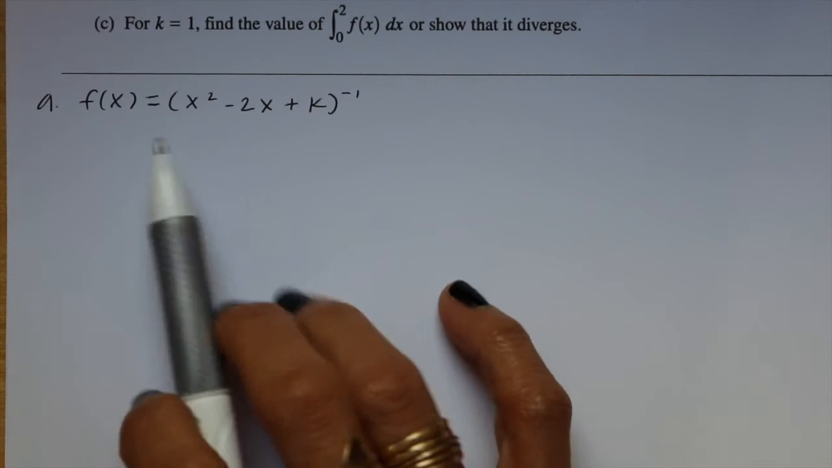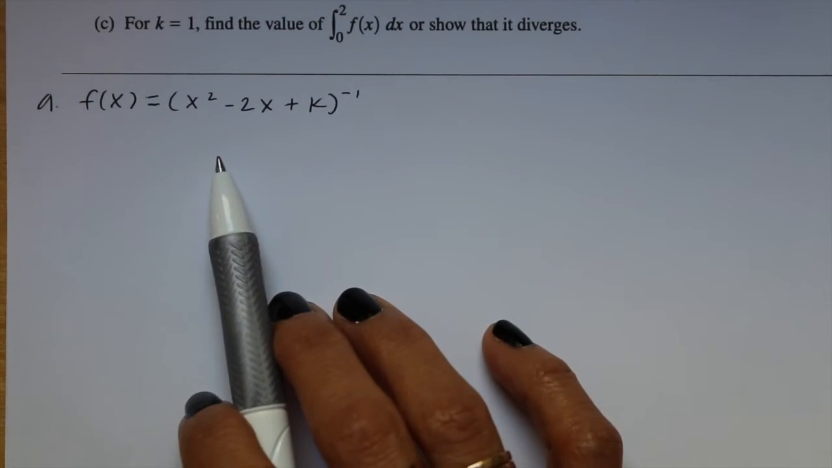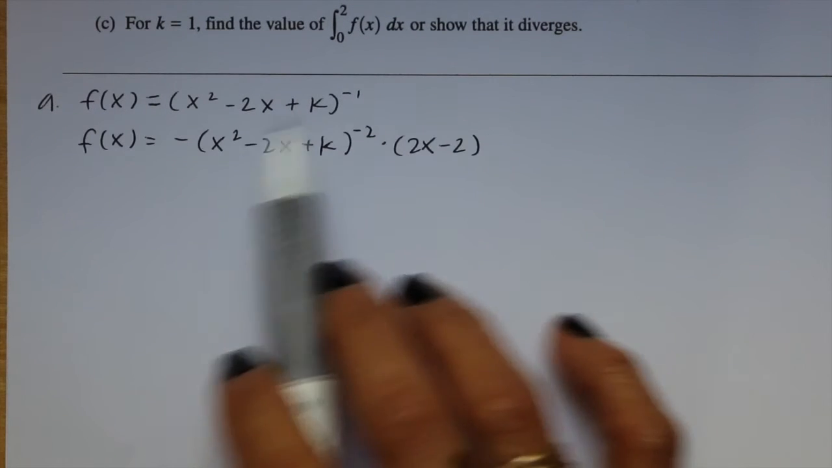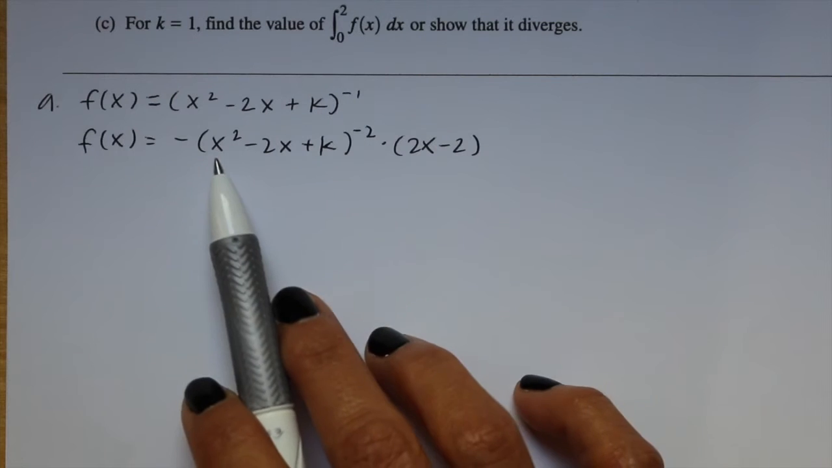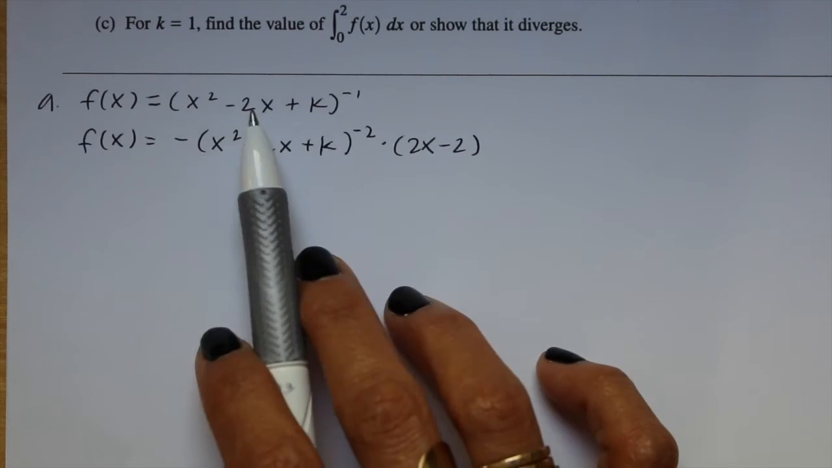So I took the function f and rewrote it as the quantity to the negative 1. Now we can take the derivative by using the chain rule. Remember, when using the chain rule, you bring the power down, subtract 1 from the exponent, leave the inside the same, and then multiply by the derivative of the inside.